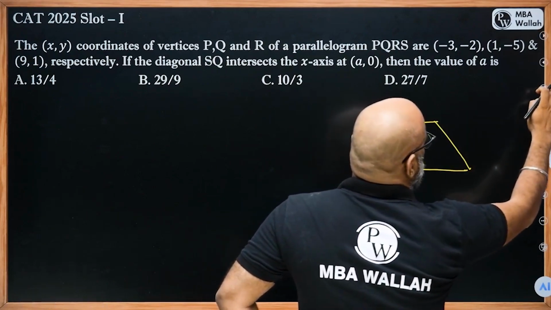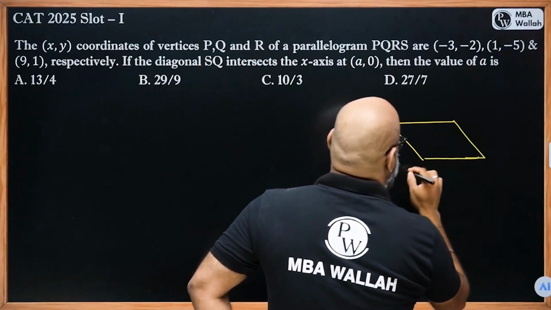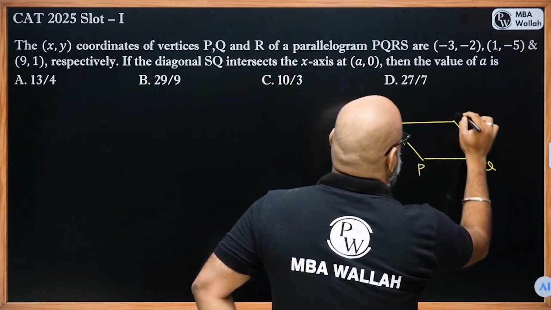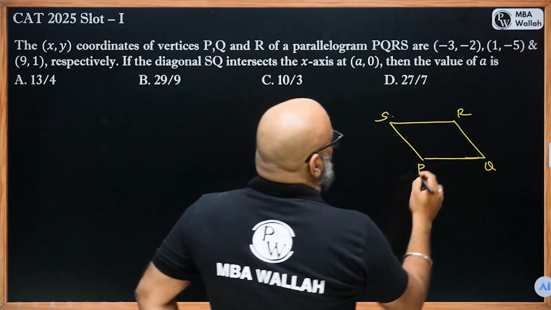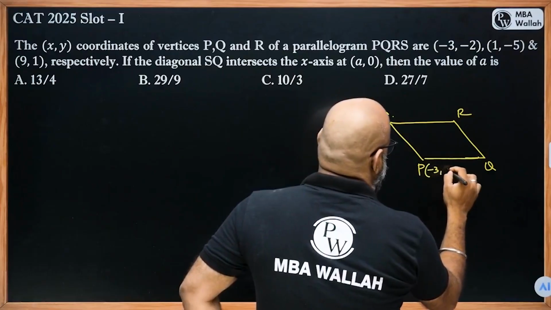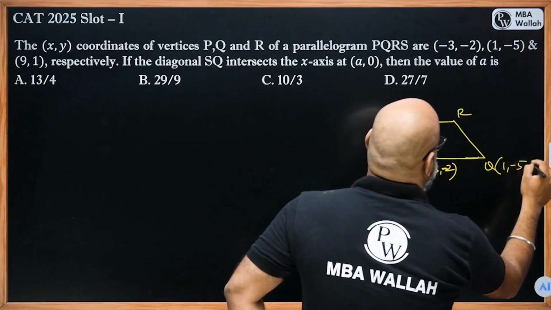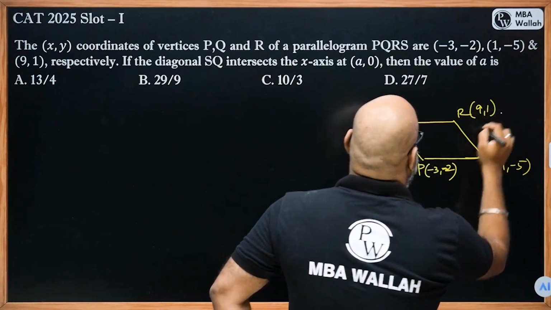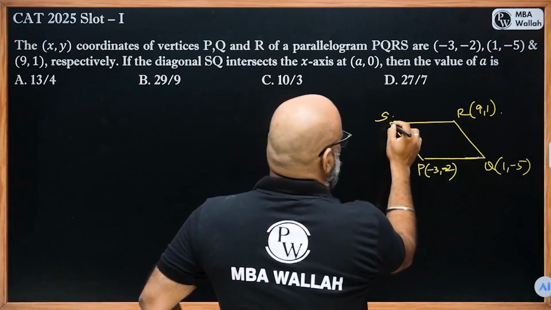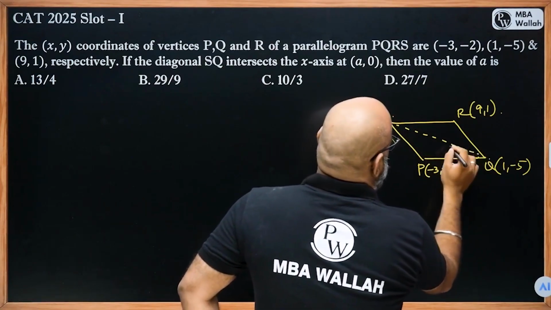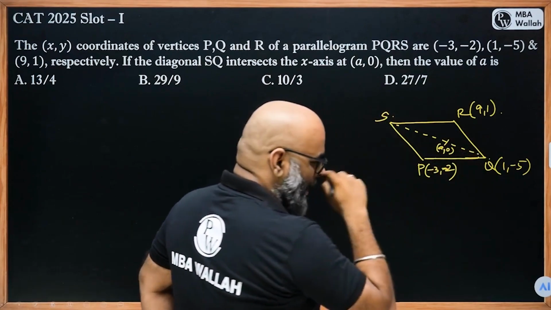Let me draw a much better diagram here. This one's much better. PQRS. P is -3, -2. Q is 1, -5. R is 9, 1. And there is a line, the diagonal SQ, that cuts the x-axis at a, 0. They are asking what A is.